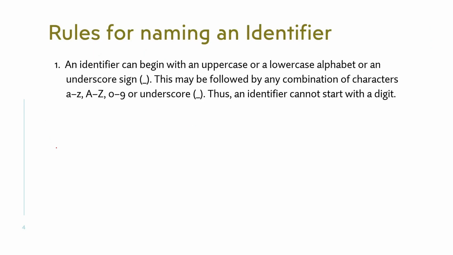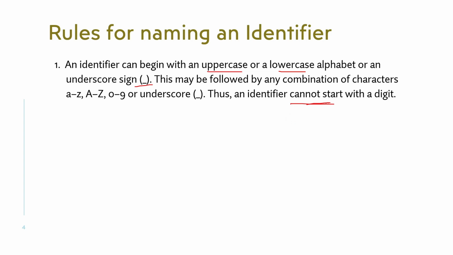While naming an identifier, there are certain rules. Now let's see these rules one by one. The first rule is that an identifier can begin with uppercase, lowercase, or an underscore sign. In Python, any identifier can begin with either an uppercase or lowercase alphabet or an underscore sign. It may contain digits, but it cannot start with a digit. So an identifier cannot start with a digit.